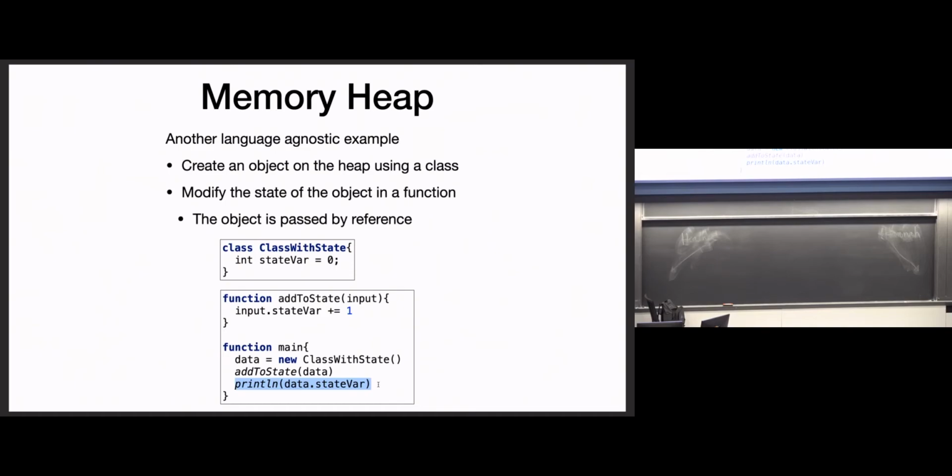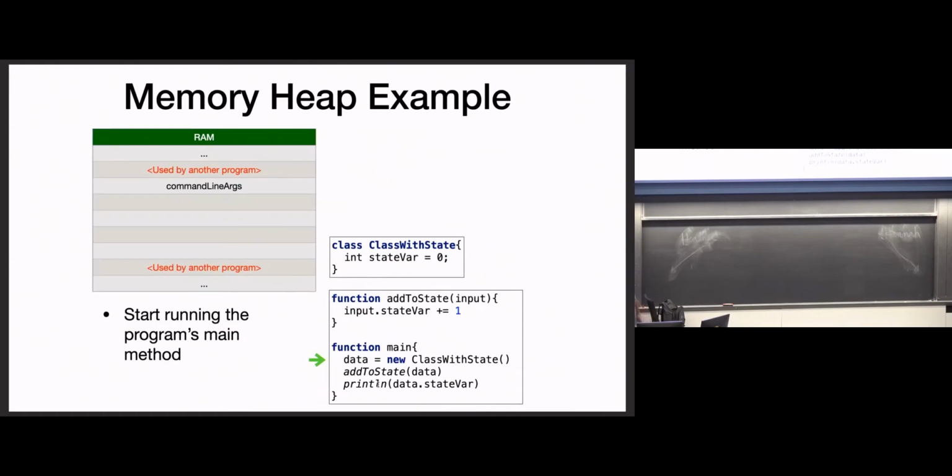So that add to state function call has the side effect of modifying this object on the heap, and data.state var at the print line is going to be 1, even though it was initialized to 0, and all we did was call a function that doesn't return anything, and its stack frame is destroyed. We're still going to see a side effect that was created by that function call. So let's visualize this. Let's step through this and see what's going on, not only in the stack, that RAM should say stack, that's going to be our stack.